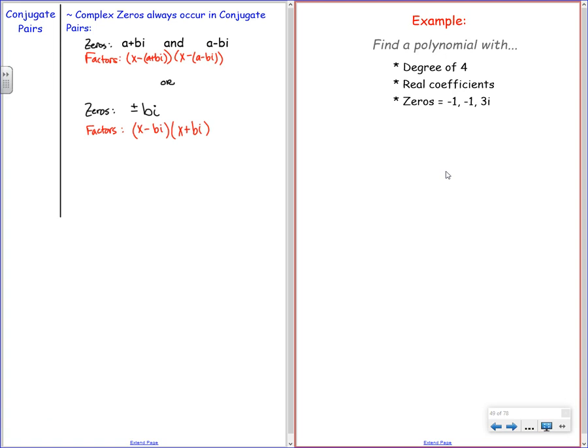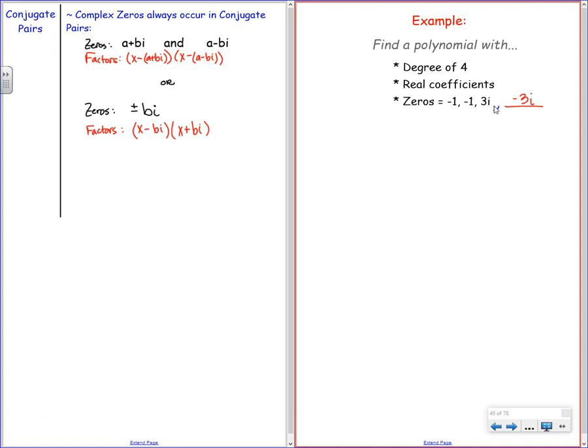But does anybody see something that doesn't quite add up in the clues that they gave us? Degree of 4, real coefficients, zeros of -1, -1, and 3i. Yeah, there's supposed to be 4 zeros, and some of you looking at this clue say, wait a minute, if there's a 3i, there must be a positive and a negative 3i. Why didn't they tell us all 4? Because they're like, you should be able to figure out the last one on your own. Because if there is a positive, there must be a negative. If there's a plus, there must be a minus for imaginary zeros or complex zeros.